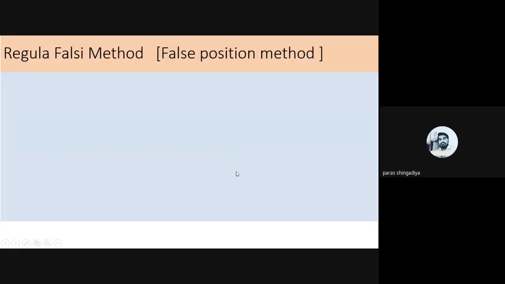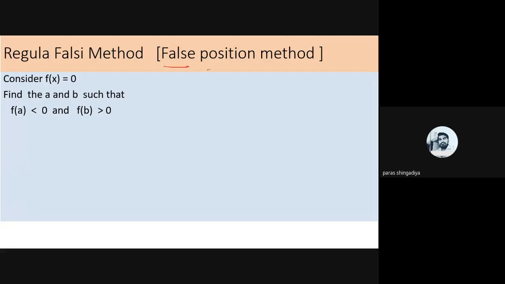So the next method of this unit, of this topic, is the regula falsi method. To find the roots of equations, we can also use this method. That is another method in numerical analysis, also known as the false position method. Either way, it is known as the regula falsi method. So if a question asks to use any method, regula falsi, otherwise the false position method.